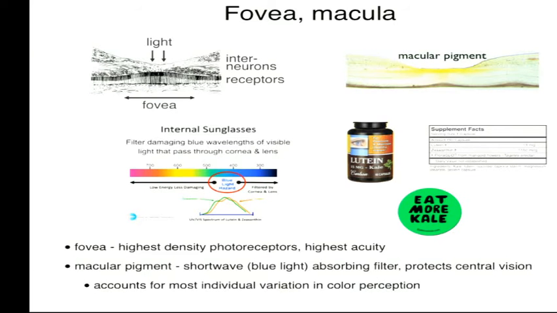Okay, the thing that's interesting with respect to color vision, and Mark talks about this in his chapter, is that differences in the macular pigment are the biggest factor in individual variations in color perception. Okay, so some people have very thick macular pigments, others have thin, different densities.